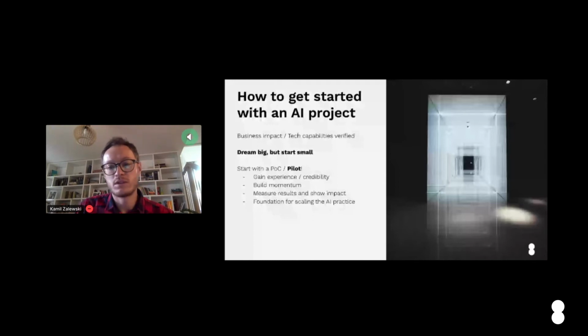So what we usually ask our customers is to think about proofs of concept and pilots, because this will allow you to gain experience, it will allow AI to gain some credibility and build momentum for future projects and maybe even for a company-wide AI practice. At the same time, if you're able to measure the results, even better, because that can allow you to clearly show the impact of AI and the projects it brings.